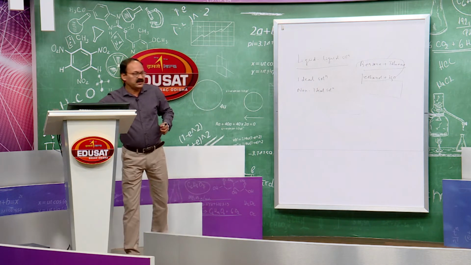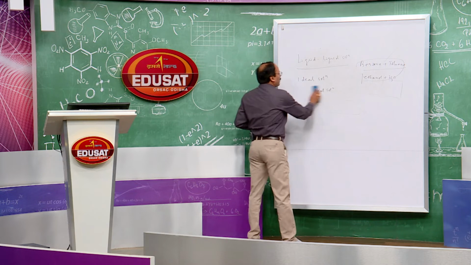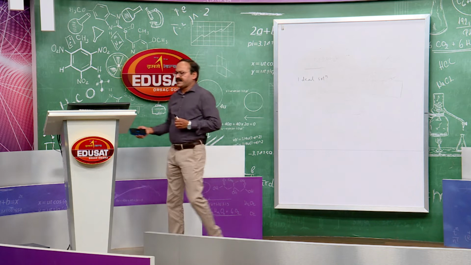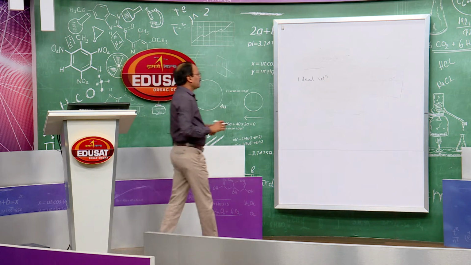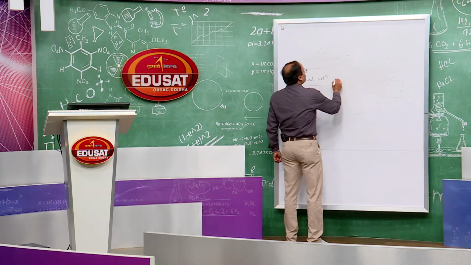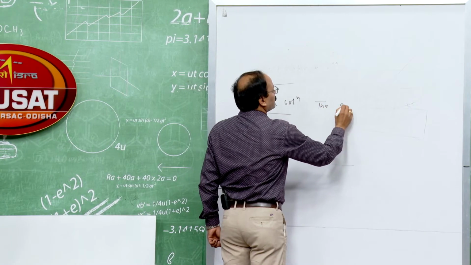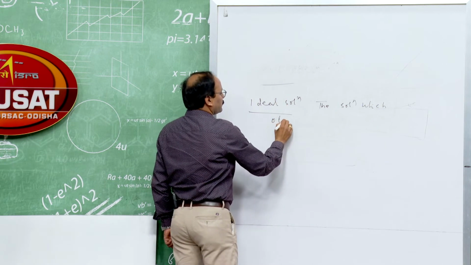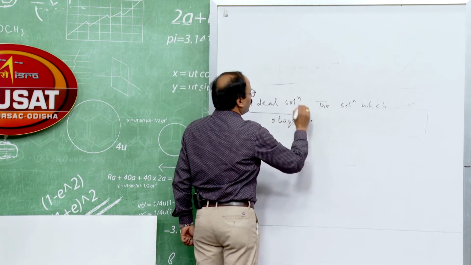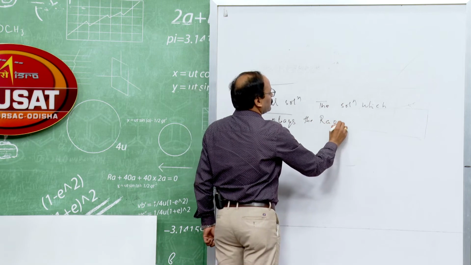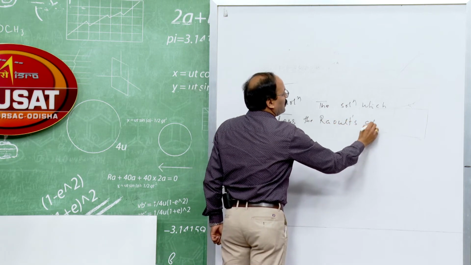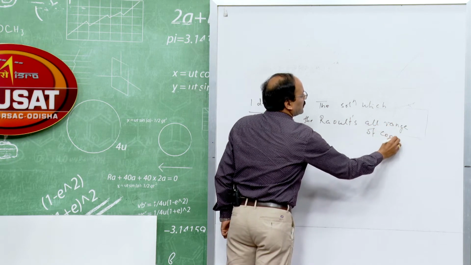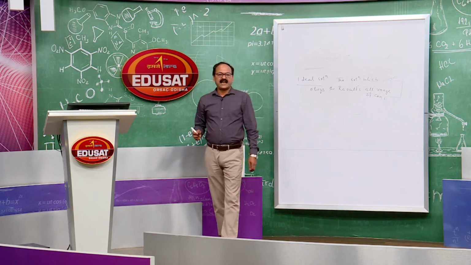What is an ideal solution? The solution which obeys Raoult's law over all ranges of concentration, that is an ideal solution. If the solution obeys Raoult's law, then we will call it an ideal solution.